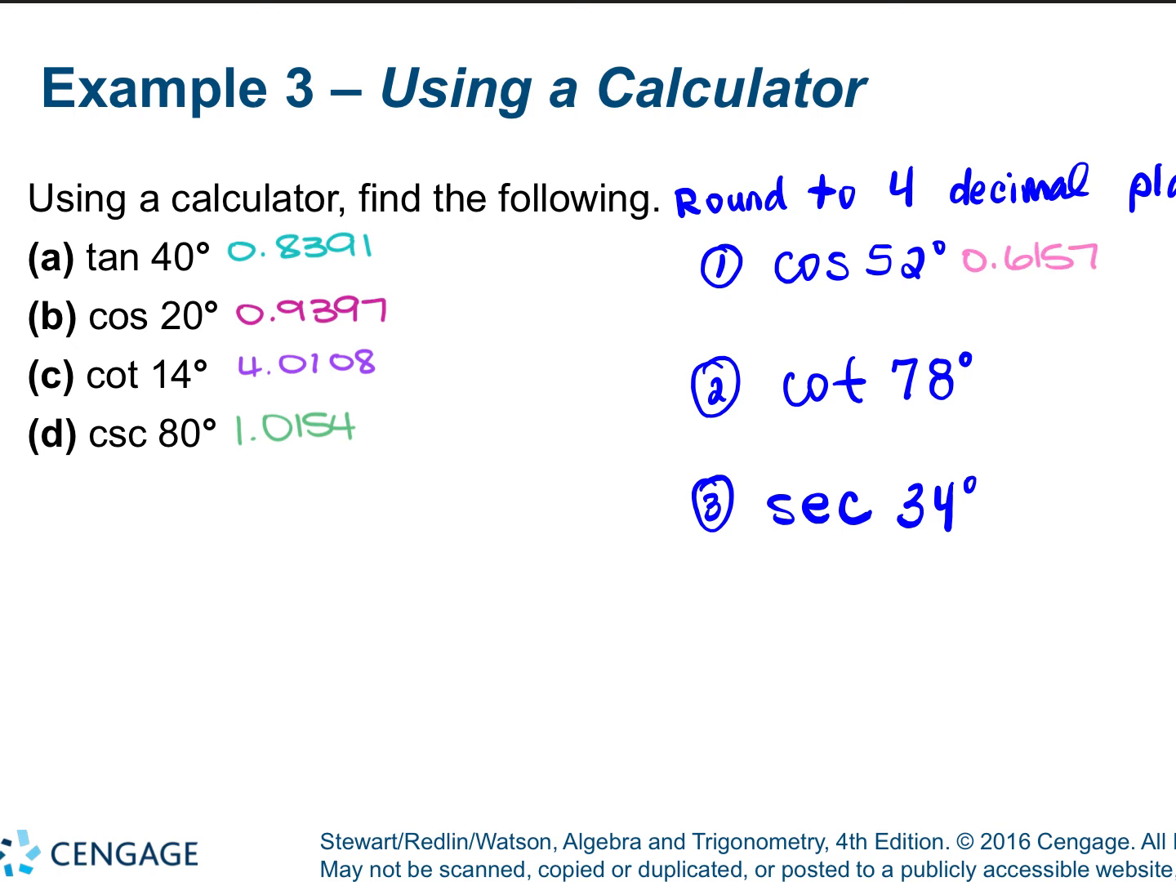For the next one, you have cotangent of 78 degrees. Again, there's no cotangent button in your calculator, so you're going to do 1 divided by the tangent of 78. Round to the 4th decimal place, you get 0.2126. And lastly, you have the secant of 34 degrees. Secant is the inverse of cosine, so we're going to do 1 divided by cosine 34. Close your parentheses, hit enter. You get 1.2062.